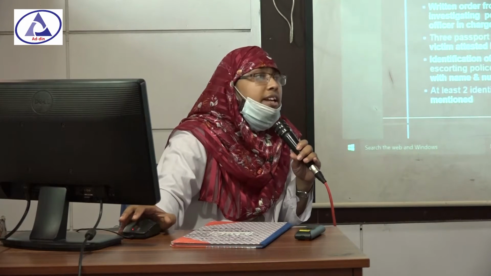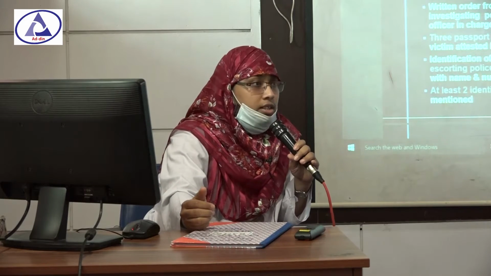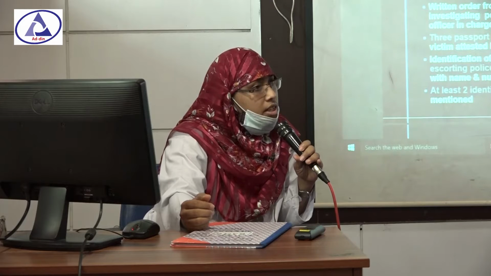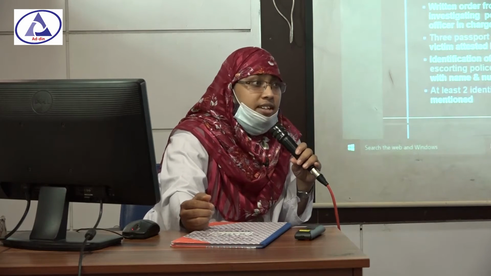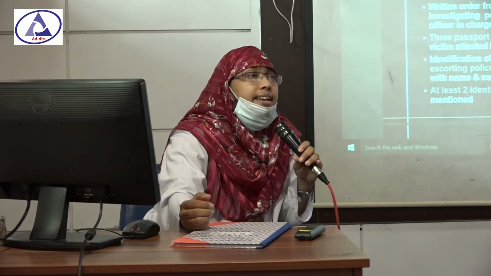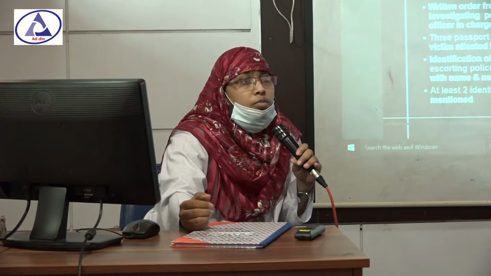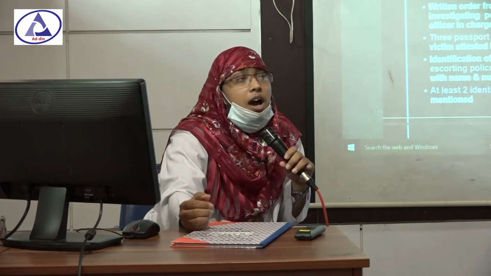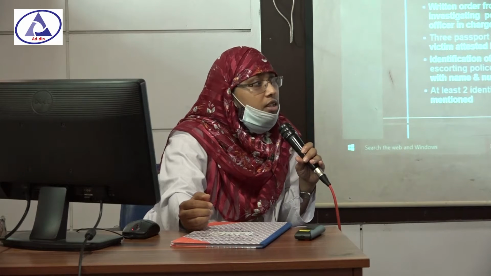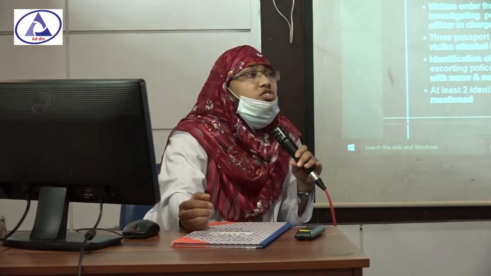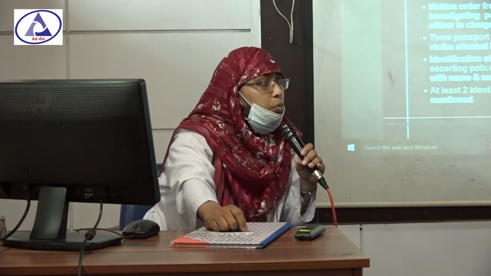Now, the preliminary requirements. You need a written order from the legal authority, which can be the magistrate as well as the police officer, even the court. In the court, usually the magistrate gives the permission, otherwise another legal authority. Then, for identification, you need 3 passport size photographs of the victim. You may ask, why 3? One is for you to give the final report.